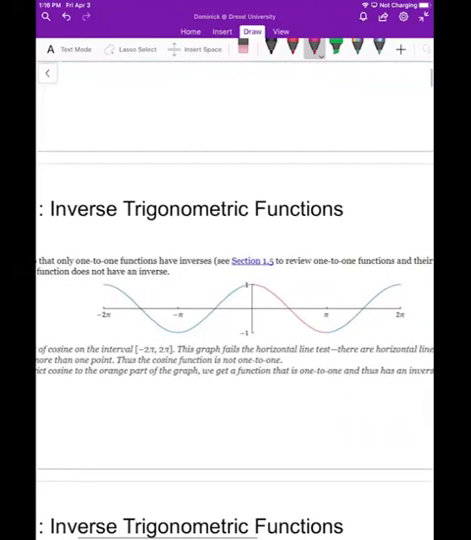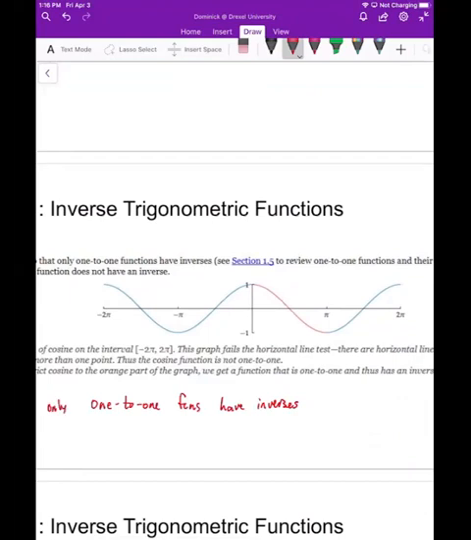So when we say that a function has an inverse, remember that in order to have an inverse, you need to be one-to-one. So only one-to-one functions have inverses. All right, and I should say only one-to-one functions have inverses.